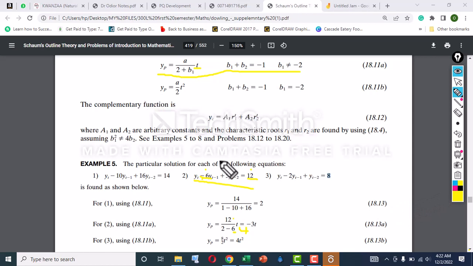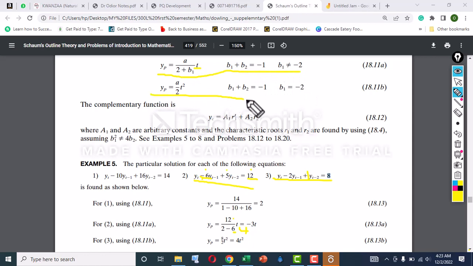Then the last but not the least is this one here. So we have yt minus 2yt minus 1 plus yt minus 2 equals 8. Now let's check if B1 plus B2 is equal to minus 1 first. B1 is minus 2, B2 is 1, invisible 1. So minus 2 plus 1 is minus 1, so we can't use the first formula. Now the second one says B1 must not be equal to minus 2, but you can see here that B1 is equal to minus 2. So we can't use the second formula too.